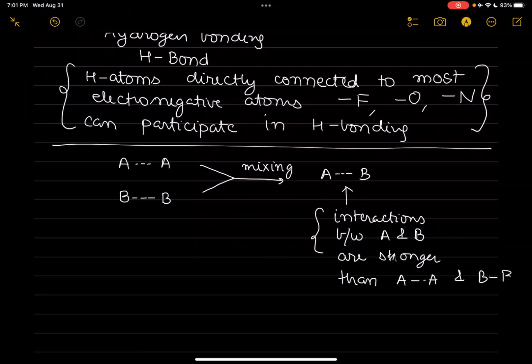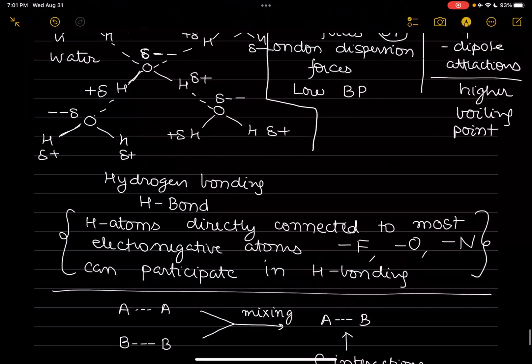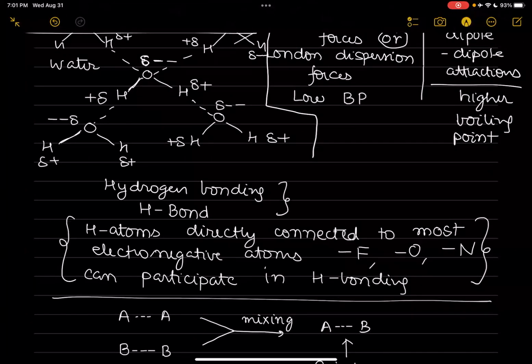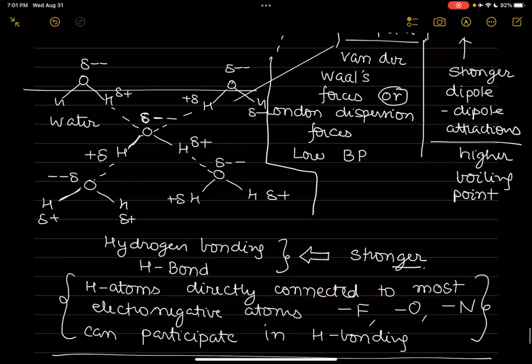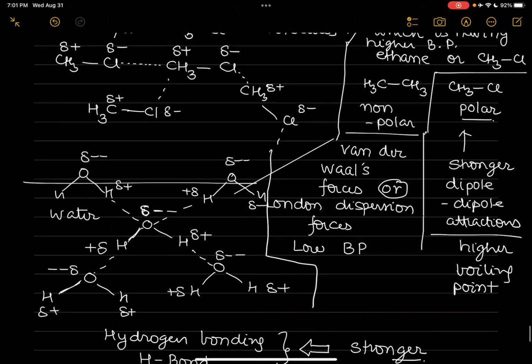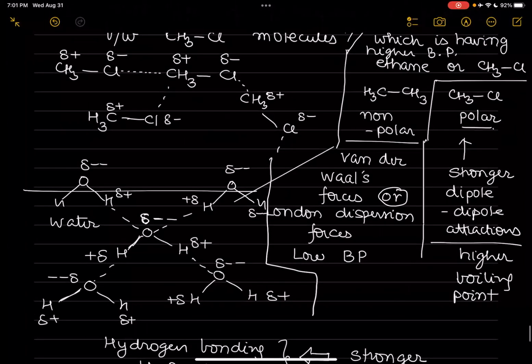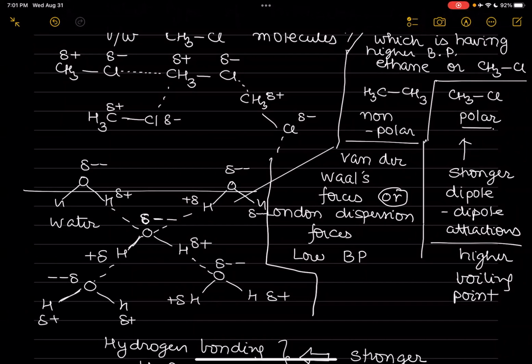So will alkyl halide mix into water? No, because hydrogen bonding is stronger. It is stronger than the dipole-dipole forces. Though hydrogen bonding is also a type of dipole-dipole, you have the plus on H, so that's why the plus is able to combine very strongly with another partial negative charge.